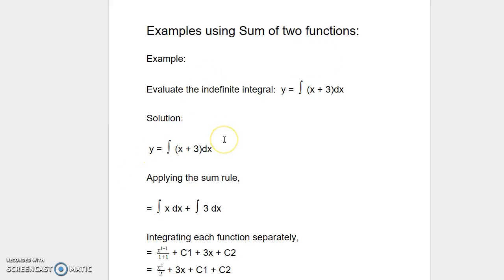Let's look at some example problems using the sum rule of integration. Let us say we have an example of this kind. y is equal to the integral of x plus 3 dx. Since there are two functions in here, one which has an x involved in it and a constant term, in this case we're going to integrate each one of these functions separately as shown here: integral x dx plus integral 3 dx.